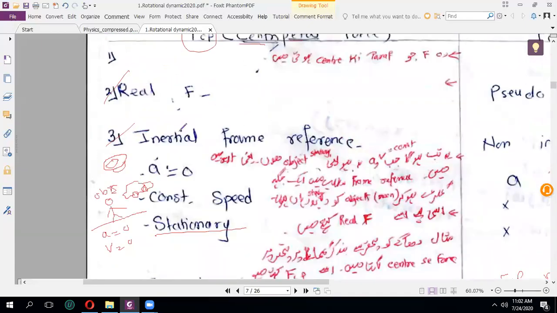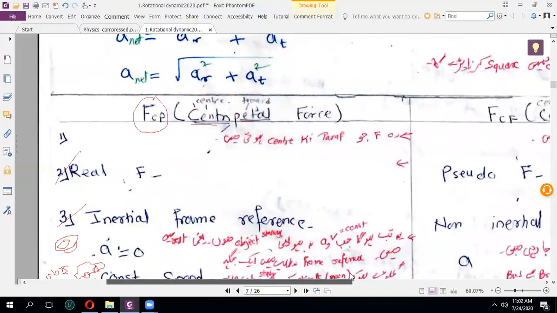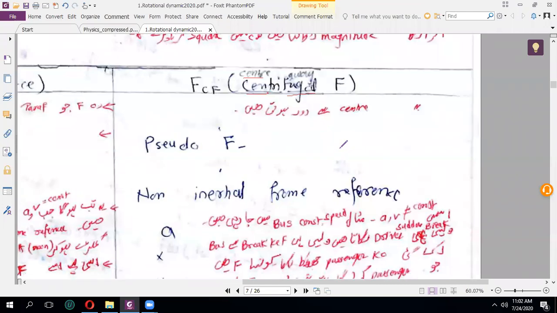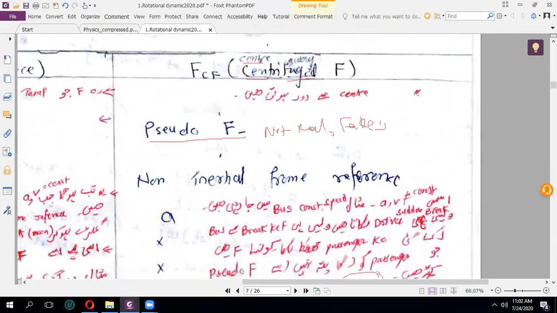Now if you understand this part, the opposite of centripetal force is your centrifugal force. What is centrifugal force? Centri means center. Fugal means away from the center. If the object moves away from the center, that is called centrifugal force, right? It is a pseudo force. What is a pseudo force? The force which is not real. Fake, imaginary, false.